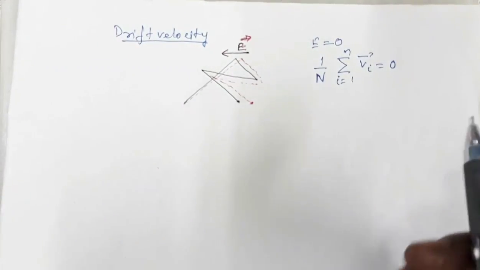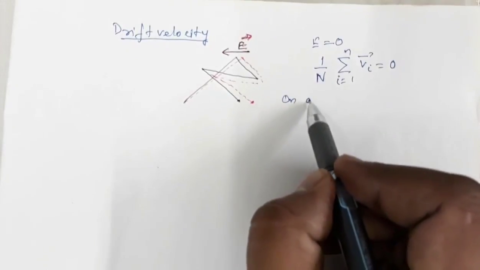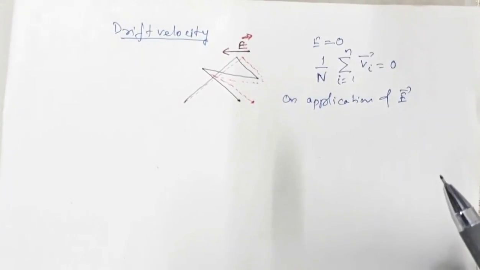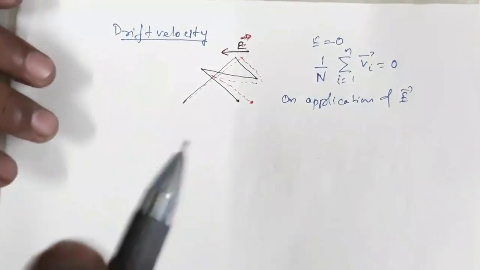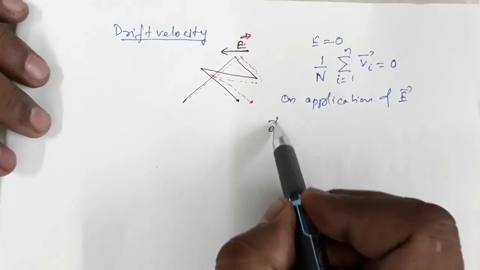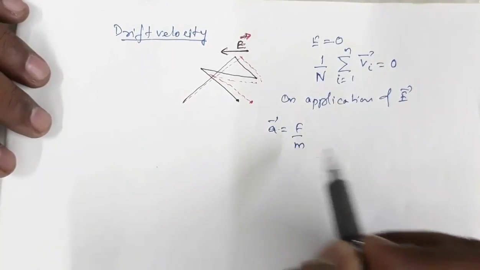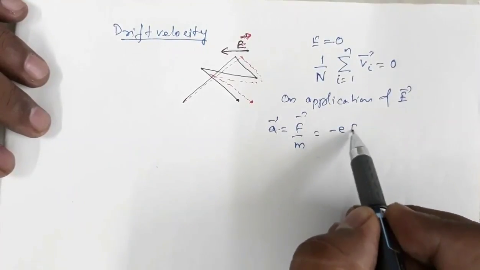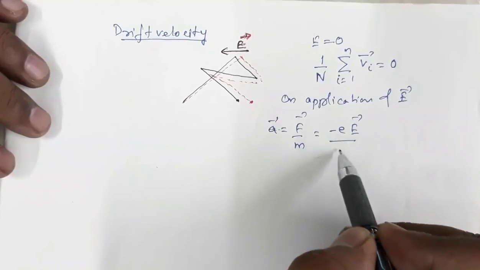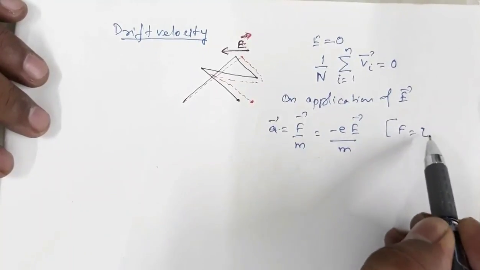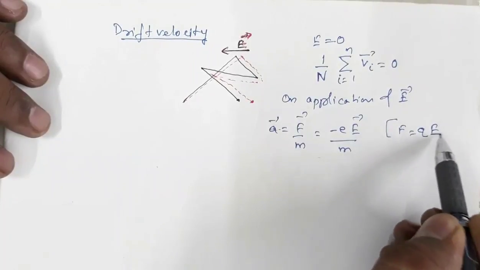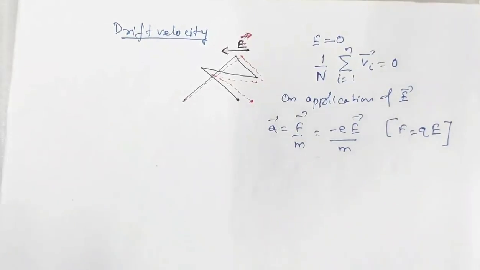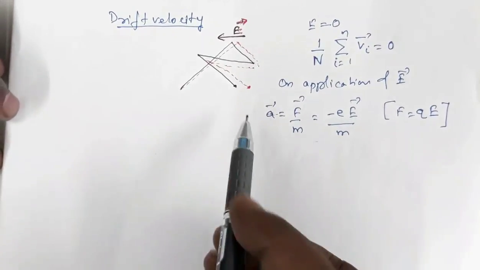Okay, now on application of electric field, what happens? The acceleration of the electron is F by m, that is force by mass. So force is minus e times electric field, divided by m. Remember, F is equal to qE. Charge of electron is minus e, and E is the strength of the electric field. So this is the acceleration.